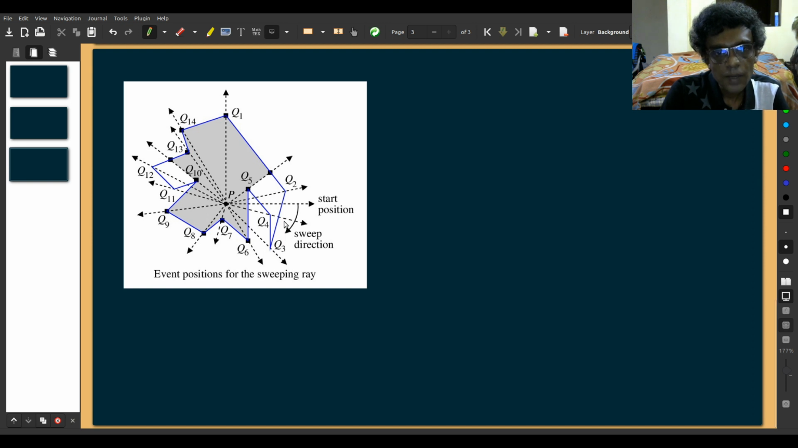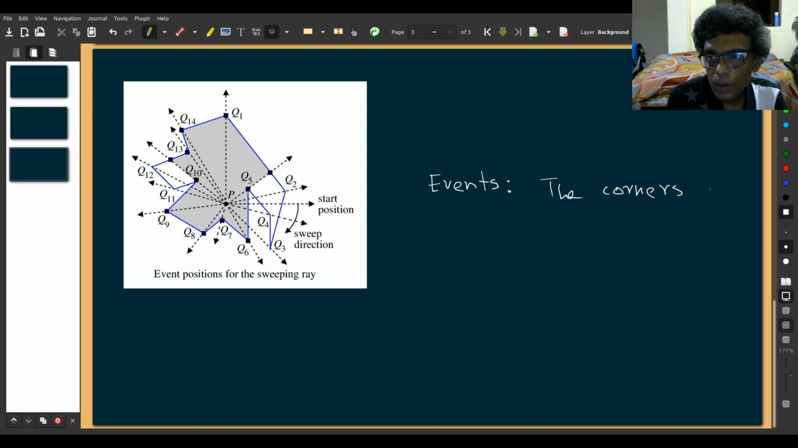And now, the events that occur during this rotation of the sweep ray are precisely these vertices Q1, Q2, Q3, Q4, Q5, Q6, Q7 and so on. So, the sweep ray events are the corners or vertices of the input polygon.